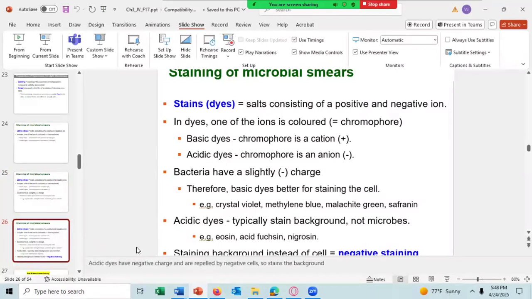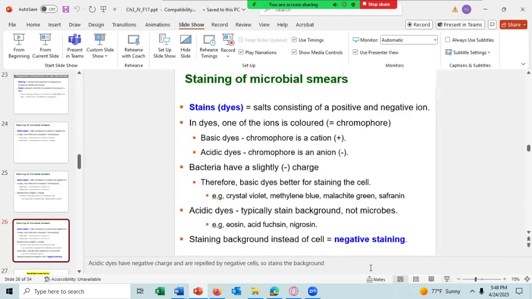Acidic dyes typically stain the background of the cell, not the microbes. Some acidic dyes are eosin, acid fuchsin, and nigrosin, and they stain the background of the cell, not the cell. I'll shrink that down just a little bit. Staining the background of the cell is called negative staining because the background is colored, not the cell itself.